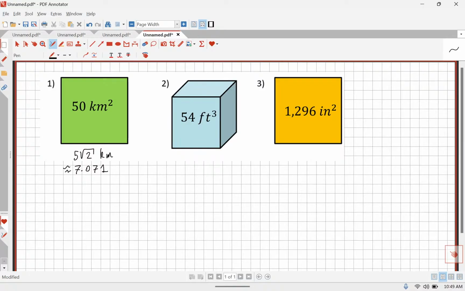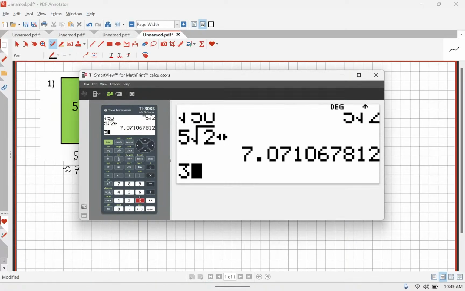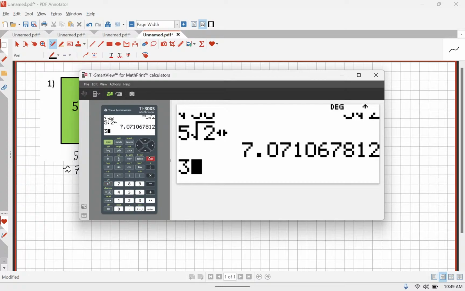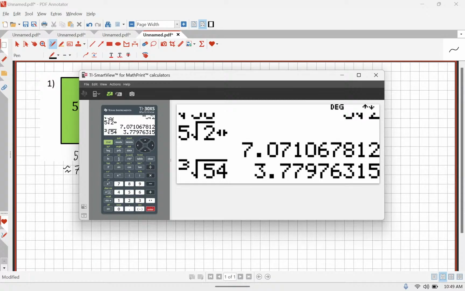Okay, let's see here. What about on number 2? What kind of root did you use on number 2? The third root. Very good. So the third root of 54. What number if I multiply 3 of them gives me 54? Come on, nice number. 54. Hey, hey, hey. Nope.